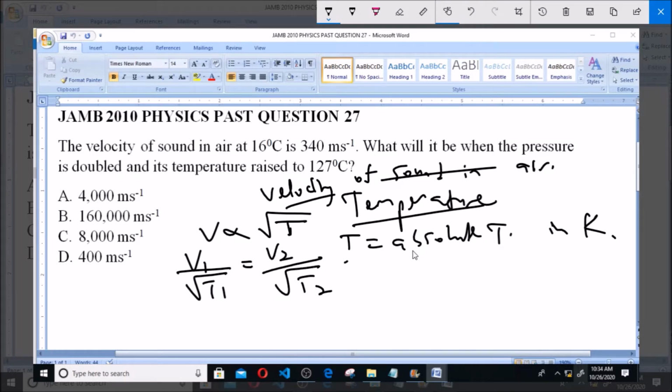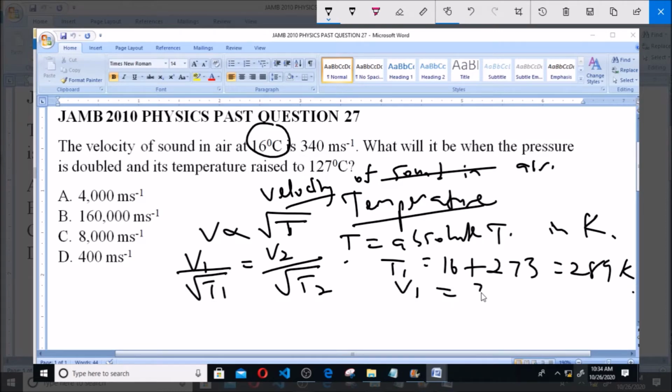Now let's look at the variables we have. T1, which is our initial temperature, is 16 degrees Celsius. Remember, it has to be in Kelvin, so plus 273 will be equal to 289 Kelvin. V1 is 340 meters per second, whereas V2 is what we are looking for, the velocity when the temperature is raised. So T2 is now 127 plus 273, which is equal to 400 Kelvin.